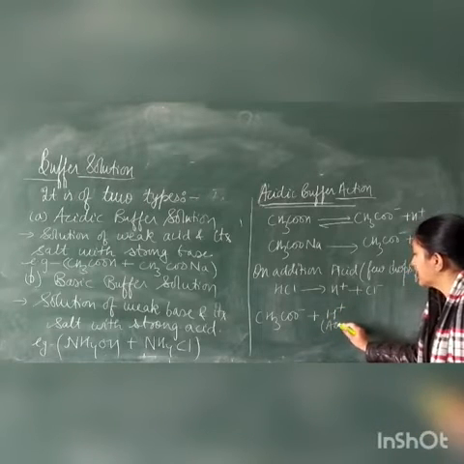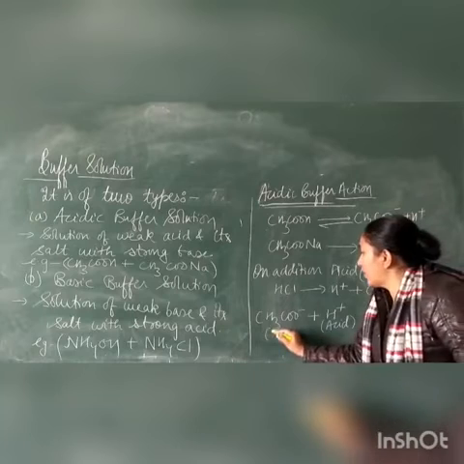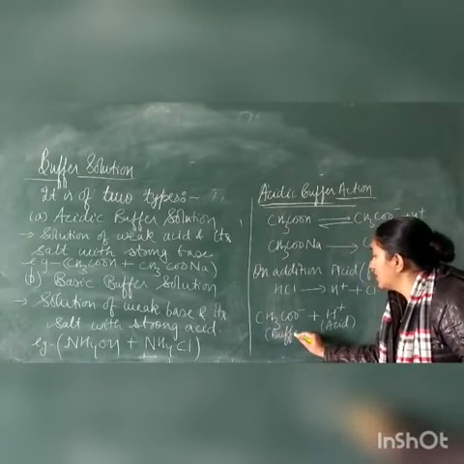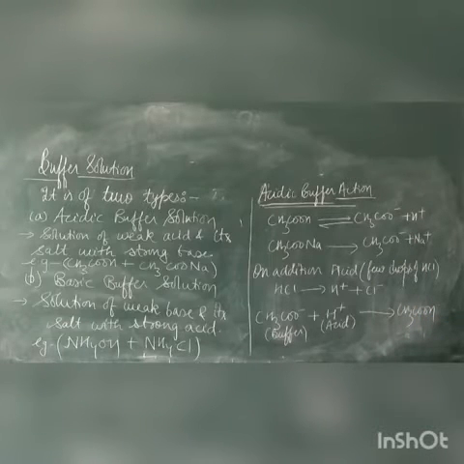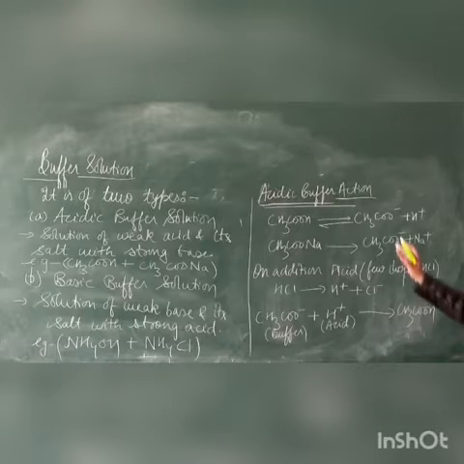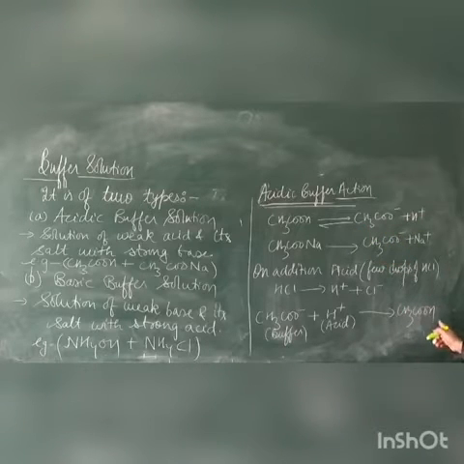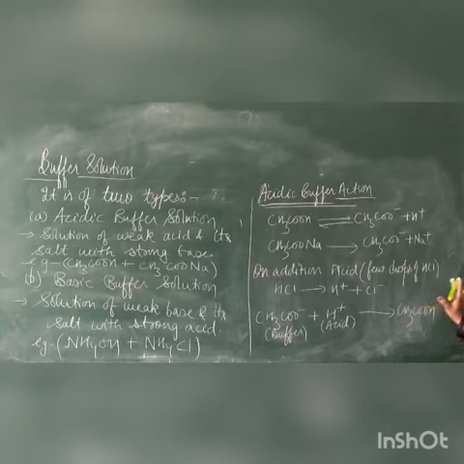This H positive has come from the acid, and this is from the buffer solution, and they combine and will give acetic acid, CH3COOH. This will be formed. So what will happen? The acetic acid concentration will increase, and hence the further ionization of acetic acid will take place. And this acetic acid is not going to affect the pH of the solution, as it is already present in the solution beforehand. Right, students?